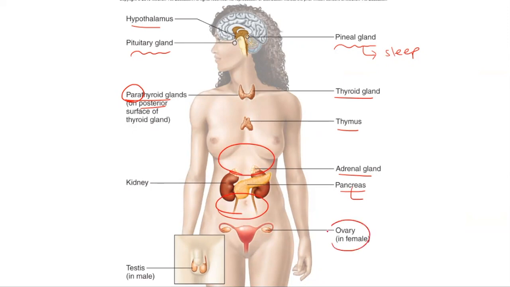And you see the ovary in females, and the testes in males, the gonads of males and females. Okay, so these are all parts that are crucial for the endocrine system. We will talk about them one at a time.